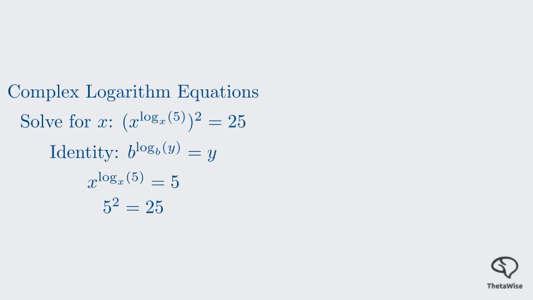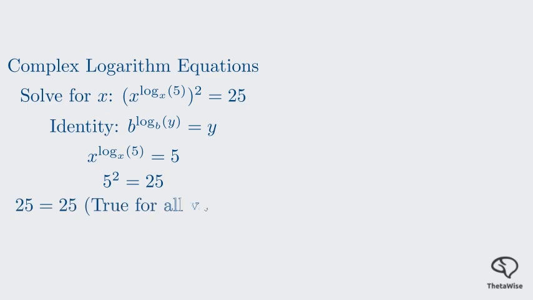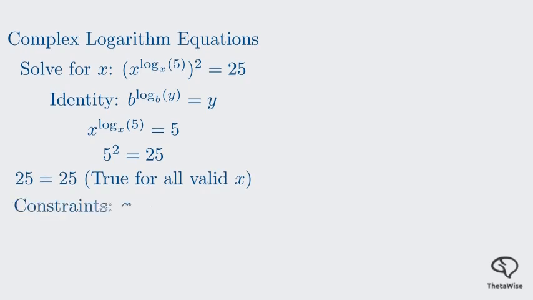Now we rewrite the equation. 5 squared equals 25. In this specific case, the equation simplifies to 25 equals 25, which is an identity. This means the equation is true for all valid values of x. However, we must remember the constraints on a logarithm's base. The base x must be positive and cannot be equal to 1, so our solution is all positive real numbers except 1. Let's try a harder one where we actually solve for a specific value.